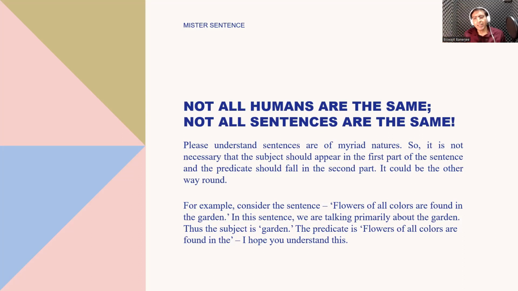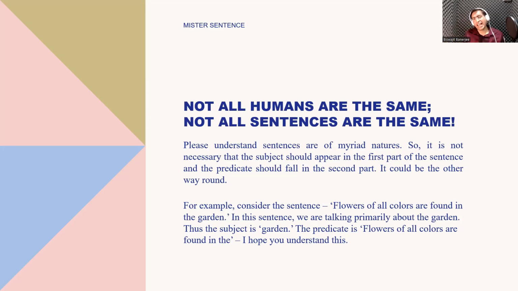For example, consider the sentence: Flowers of all colors are found in the garden. In this sentence, we are primarily talking about the garden. So what is the subject? Garden, because we are talking about the garden. Thus, the subject is garden. The predicate is flowers of all colors are found in the garden. Right? I hope you understand this.